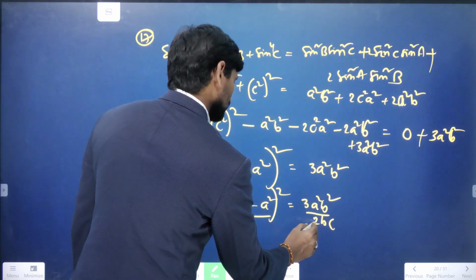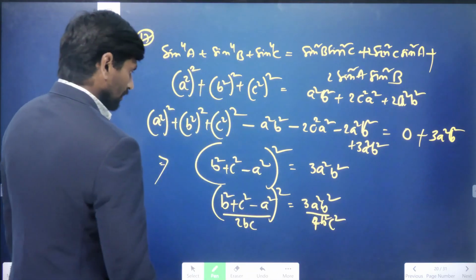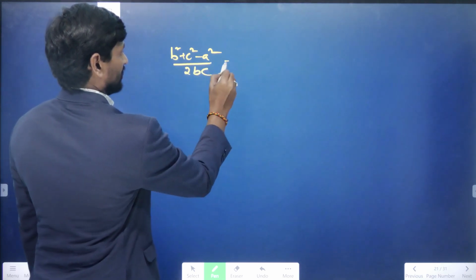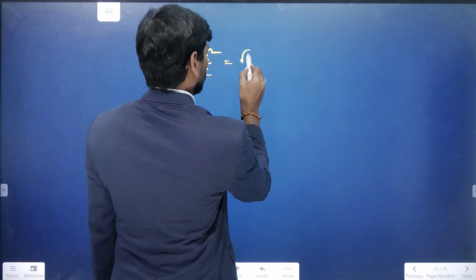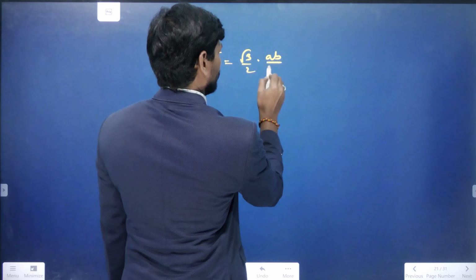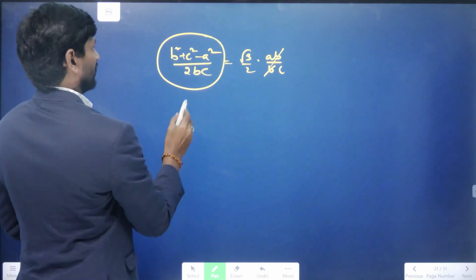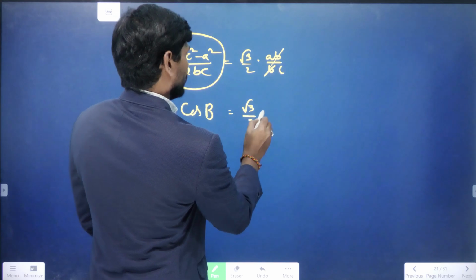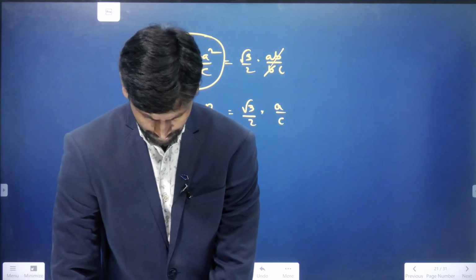That means in the square, it means 4b square c square. Okay. Now apply the square root both sides, it will be b square plus c square minus a square by 2bc, that is equal to root 3 by 2 into ab by bc. The b's cancel, a by c will be remaining. So this is the formula for cos B. Cos B is equal to root 3 by 2 into a by c. Okay? What is the value?